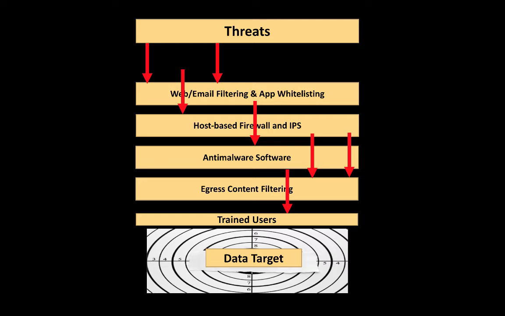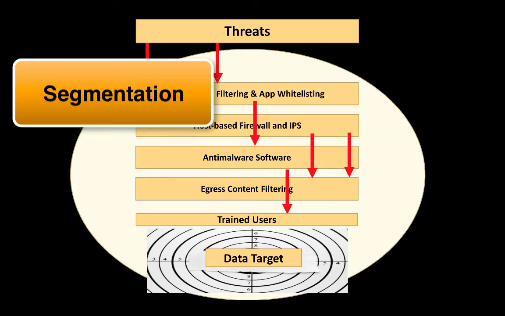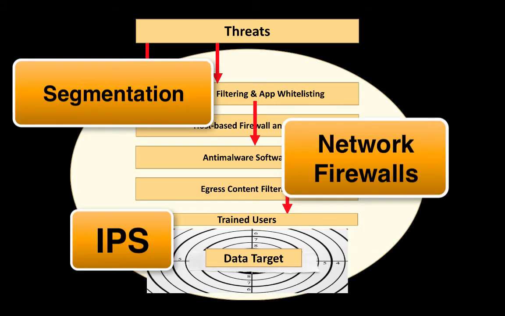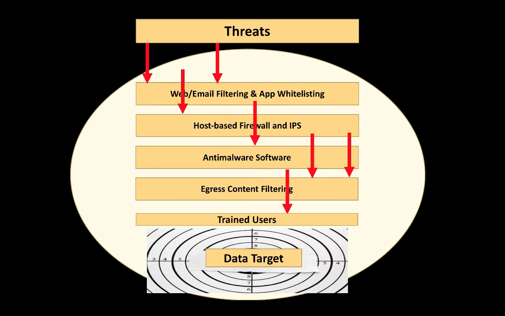Other controls like network segmentation, network firewalls, and intrusion prevention systems provide the overall security context in which our users operate. The controls shown here are primarily prevention controls. You also need a way to detect and respond to attacks that make it through. This usually starts with log management. A security information and event management system helps understand what is happening across the network, including user devices.